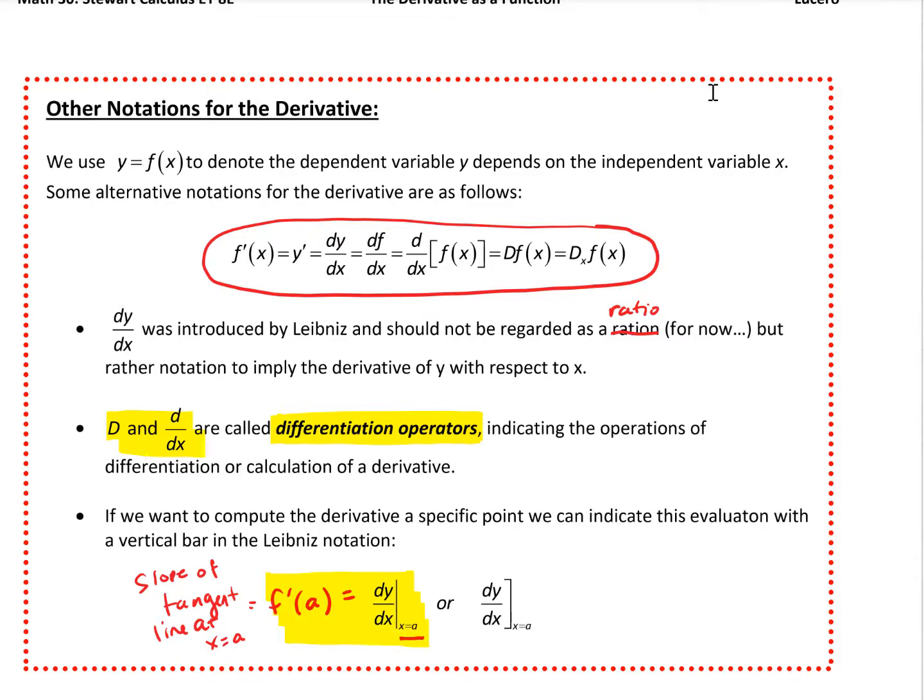So just one more little notation thing here at the bottom of this box: if we wanted to evaluate the derivative using Leibniz's notation dy dx at a specific point to find that slope of the tangent line, we can use this vertical bar, and the x equals a tells us to plug in a into the derivative to find that slope of the tangent.